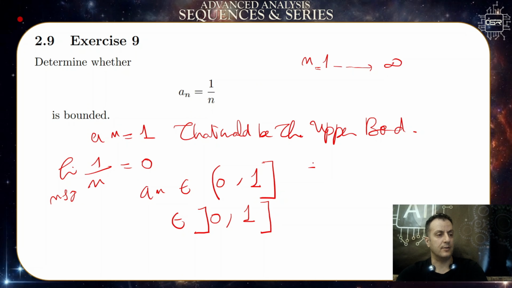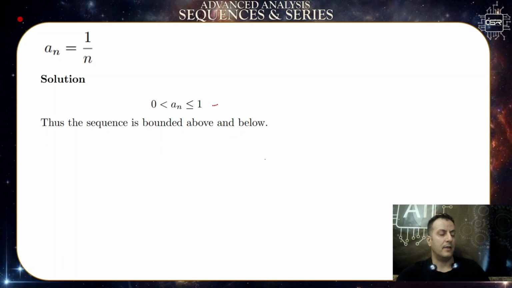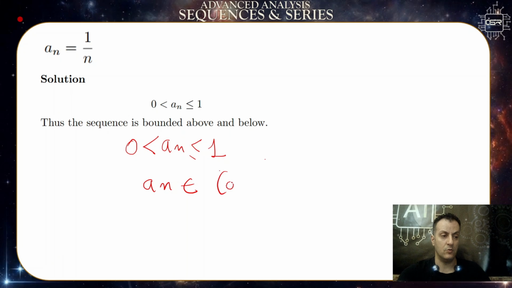Let's check the solution. So a(n) is greater than 0, strictly less than or equal to 1. Thus, the sequence is bounded above and below. Exactly. Another way to write it is a(n) strictly greater than 0, but less than or equal to 1, which is another way of saying a(n) exists within this interval, which is open at 0, but closed at 1. So 1 is part of the values accepted at a(n), or that a(n) can have.